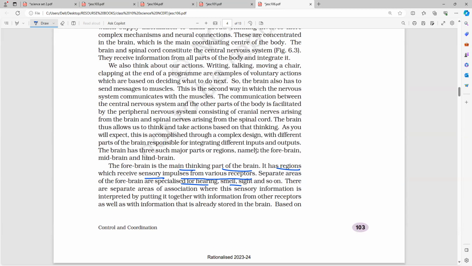Here also, page number 104, sir. Page number 104. No, here also there is something about it. See, we also think about our actions.